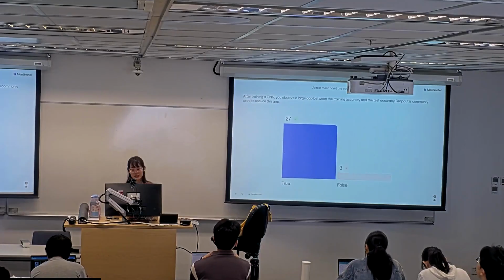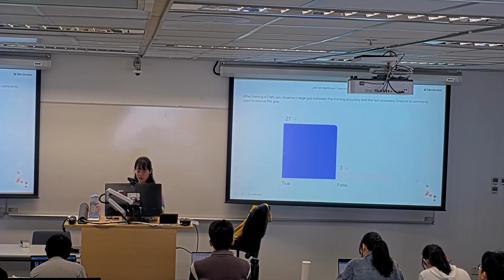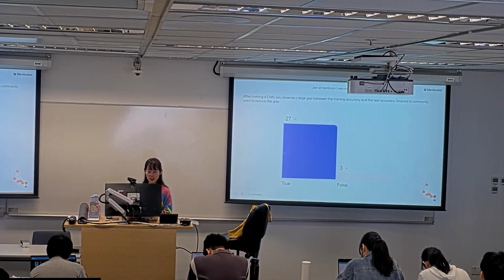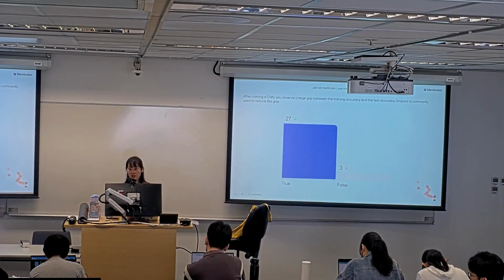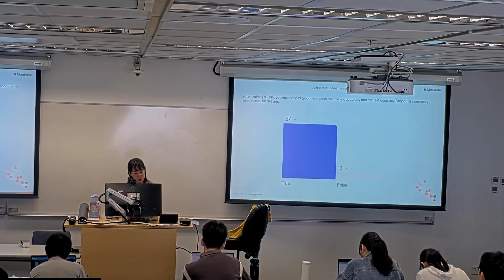Okay, this is true. If you observe a large gap between training accuracy and test accuracy, usually that means overfitting occurs. And we know dropout is a common technique to reduce this gap because it can avoid overfitting. So that's why this statement is true. Dropout tries to avoid overfitting.